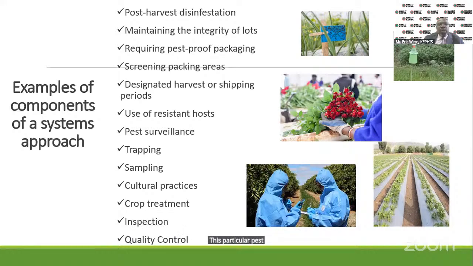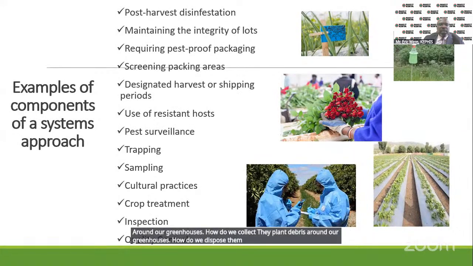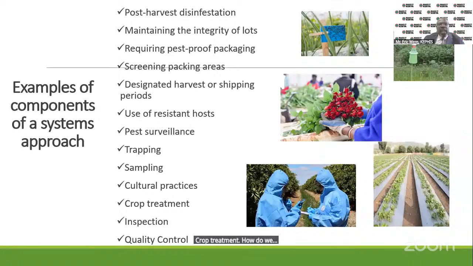For example, weeding. Do we have weeds in our farms? Do we have weeds around our greenhouses? How do we collect the plant debris around our greenhouses? How do we dispose them? Crop treatment. How do we spray? How do we use the chemicals to control?